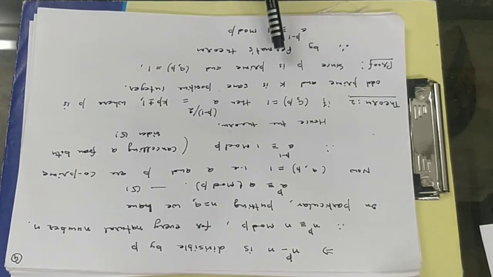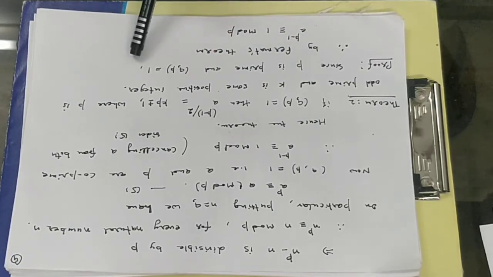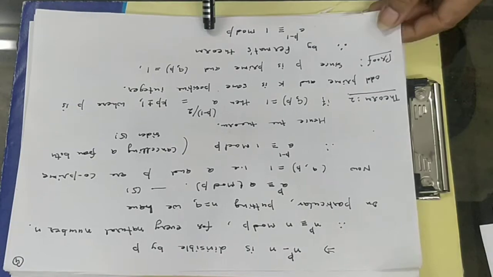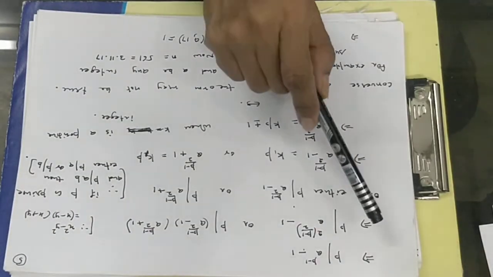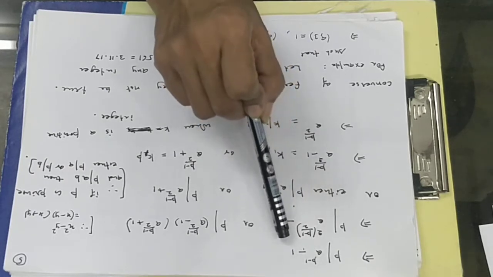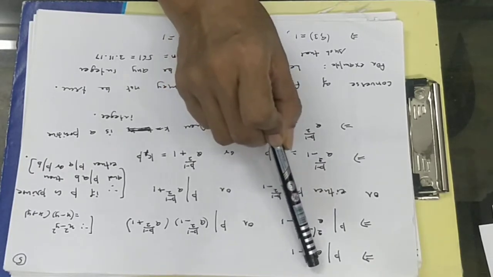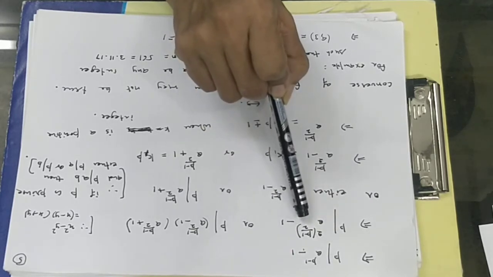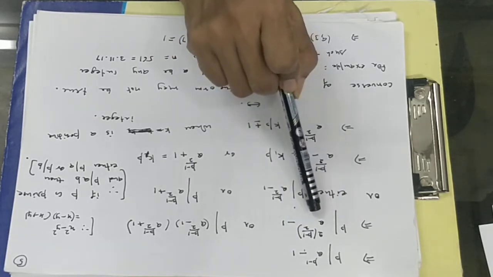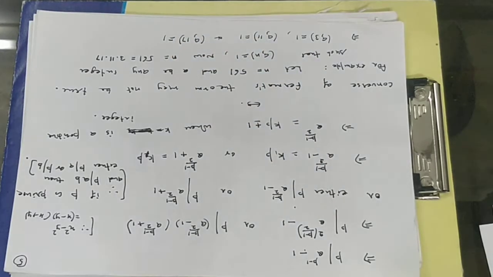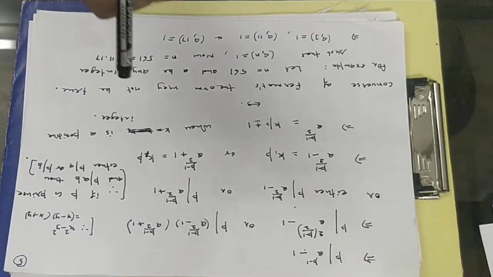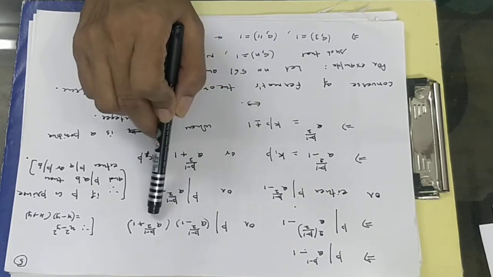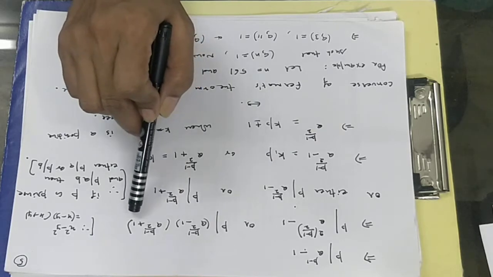Let's prove it. Since p is prime and a and p are co-prime, we can use Fermat's theorem. a to the power p minus 1 is congruent to 1 modulo p, and this implies p divides a to the power p minus 1, minus 1. Now this p minus 1 can be written as 2 into (p minus 1) over 2. So from here we can say that p divides a to the power 2 into (p minus 1) over 2, minus 1, or p divides (a to the power (p minus 1) over 2 minus 1) into (a to the power (p minus 1) over 2 plus 1).